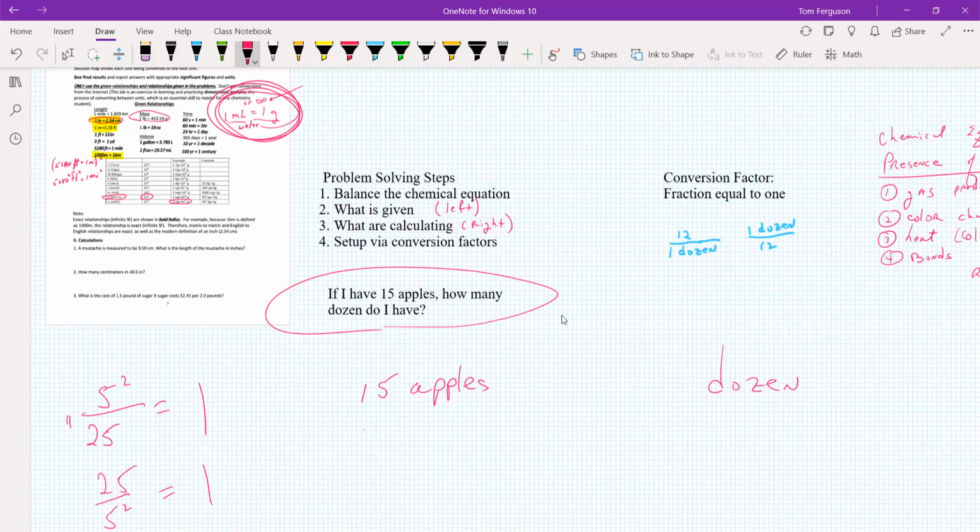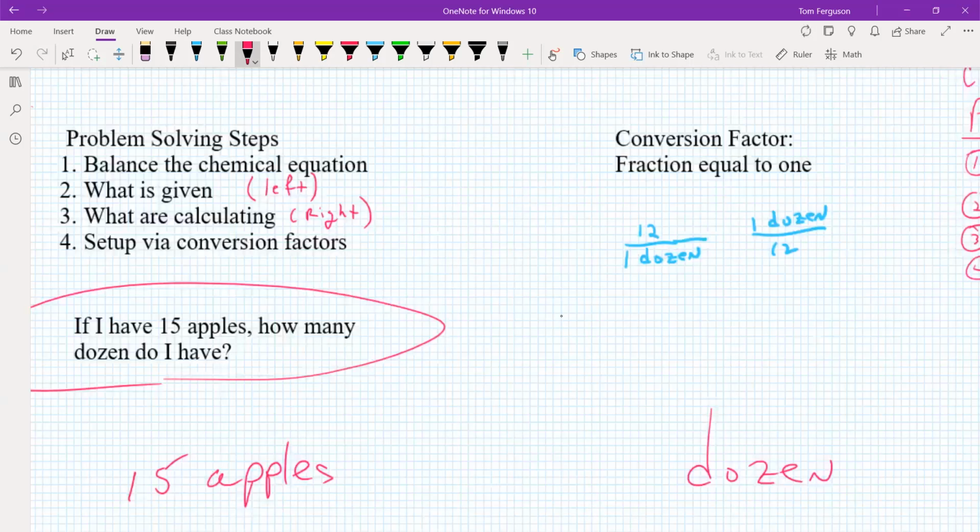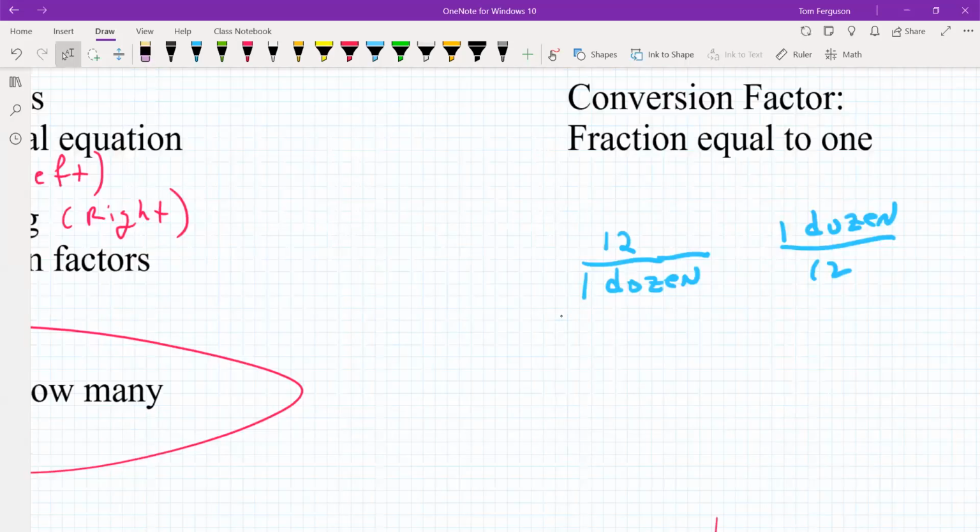So if we go over here to the fraction, we have 12 apples over one dozen. Are those equal? Yes, so this is equal to one. And one dozen over 12 apples, are those equal? So those are two conversion factors that have the given and the calculated in them. Sometimes you won't find a conversion factor that has both of them, and then it's a multi-step problem.